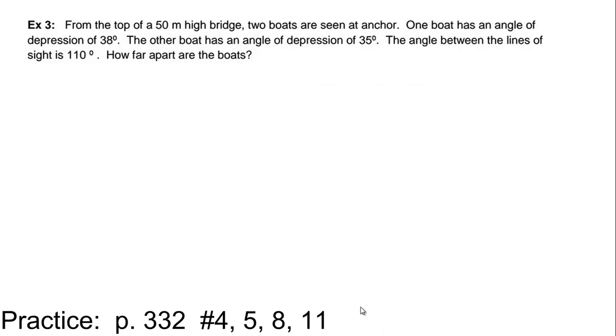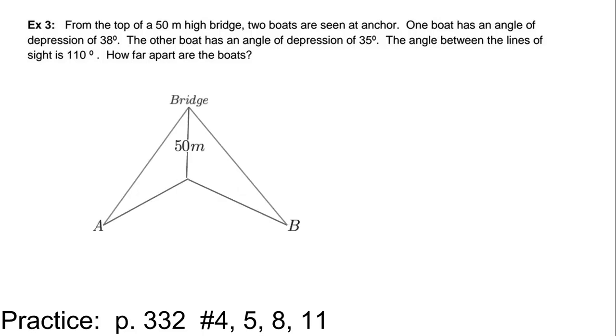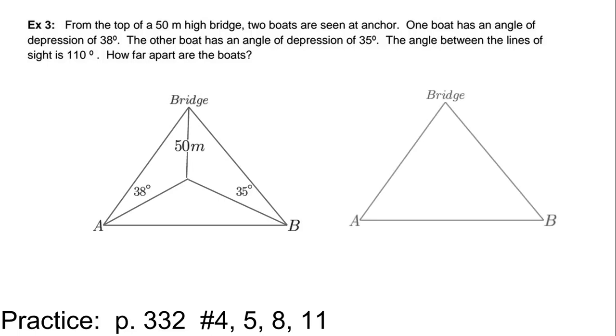Last example, very similar. From the top of a 50-meter high bridge, 2 boats are seen at anchor. One boat has an angle of depression of 38. The other boat has an angle of depression of 35. The angle between the lines of sight is 110. That's a little bit different than the triangle we saw before on the ground. But it's going to be a very similar question.